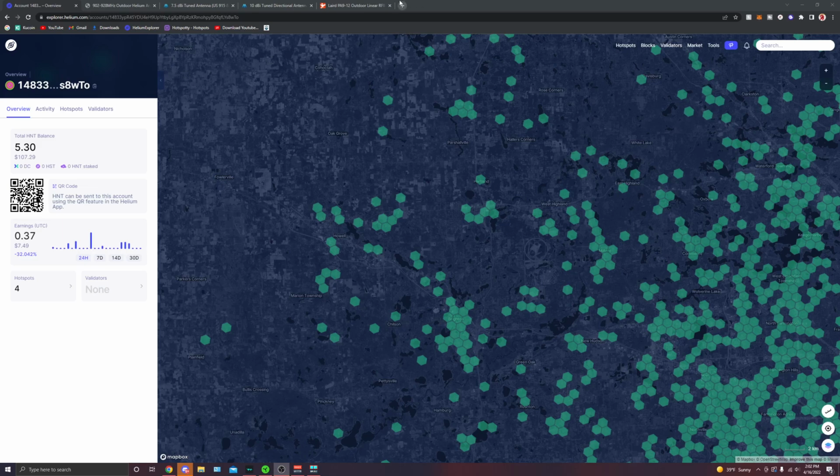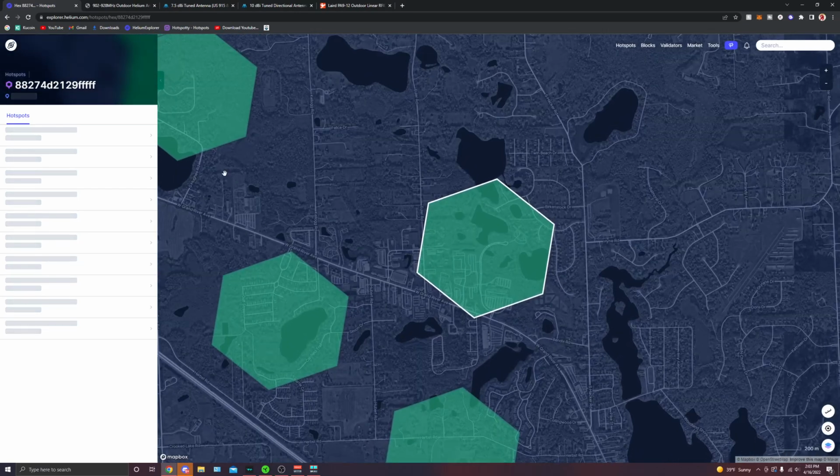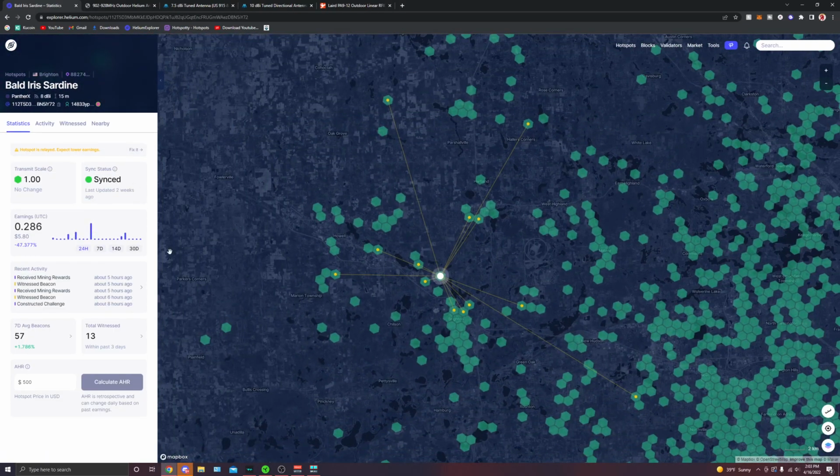So I have been kind of messing around with different brands of omnidirectional antennas. So here's my bald iris sardine. Now my earnings are down over 50%. And that's just, everyone's earnings are down, right? If I go to my 30-day, I was doing really well in the beginning. And some days I would do really well. Some days I would do, like, nothing.